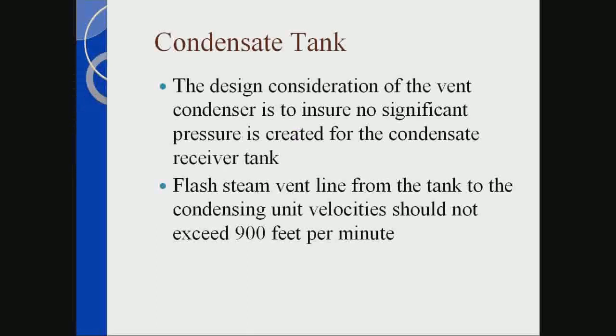Condensate tank design: again, the consideration of vent condensers to ensure that no significant pressure drop is created on a condensate receiver tank. So when we put the condenser on top of this tank, we can't really create any pressure. The question comes up: well, if you don't have pressure, you're not going to have flow. That is a correct answer. So there is some pressure in that tank, but it has to be very low. The flash steam vent line from the tank to the condensing unit velocity should not exceed 900 feet per minute.